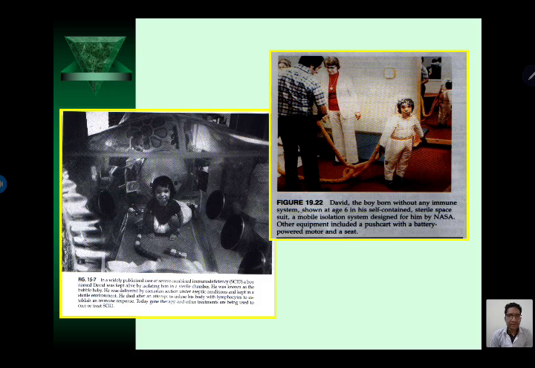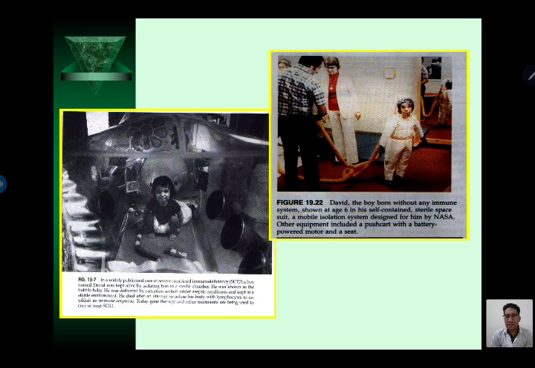David, the boy born without any immune system, shown at the age of 6 in this self-contained sterile space suit, a mobile isolation system designed for him by NASA. Other equipment includes a push chart with a battery-powered motor and a seat.